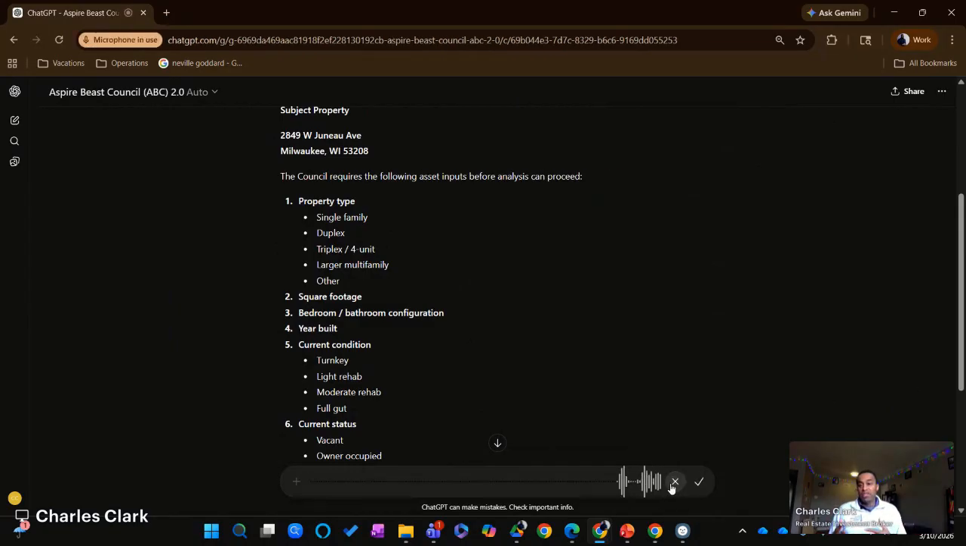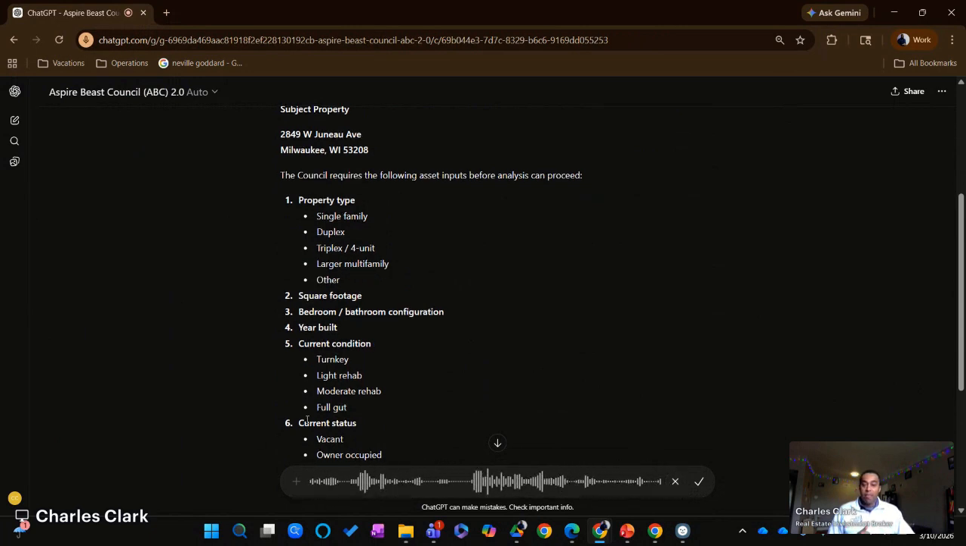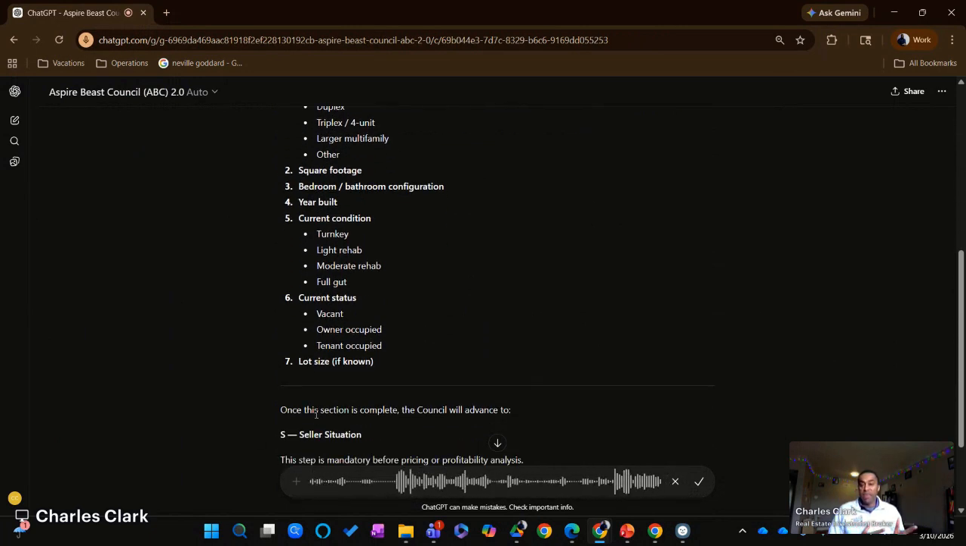So the property type is a duplex. The square footage is 2,870 square feet. The bedrooms are 3 bedrooms, 1 bath, up and down. The year that it was built was 1910. I would say the condition was a moderate rehab. He did have to put a significant amount in there. One unit, the upper unit, was vacant. The lower unit was tenant occupied.